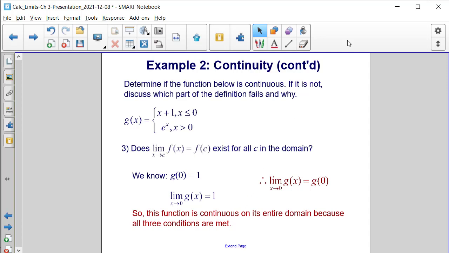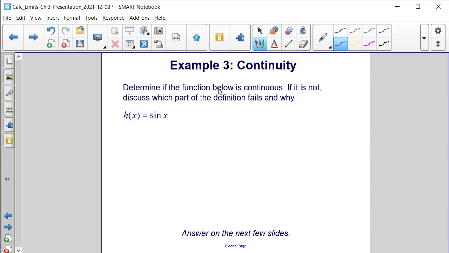conditions were met. Determine if the function below is continuous. If it is not, discuss which part of the continuity definition fails and why. So we have h of x is equal to sine of x. And in order to determine if it's continuous, we need to look at three things.